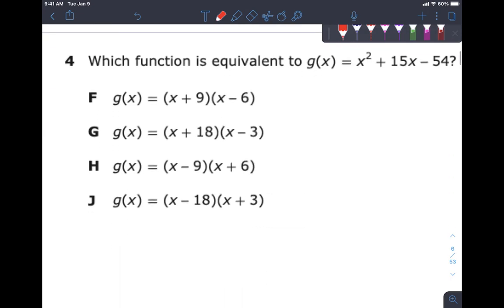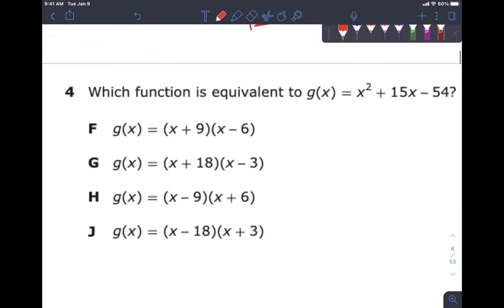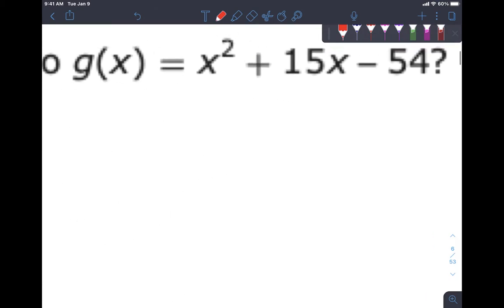Next one. Here they're asking me which one of these functions is equivalent to this. Well, to me, it looks like they factored. So they want me to factor. So let's go ahead and do that. So first thing I do whenever I see this is I say, all right, is there any greatest common factor that I can go ahead and pull out? There's not. My a value is positive 1. There's nothing to take out.